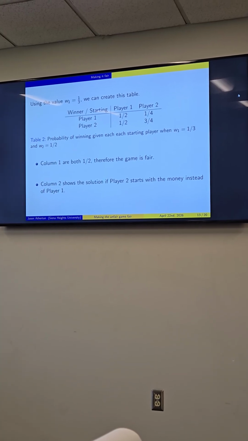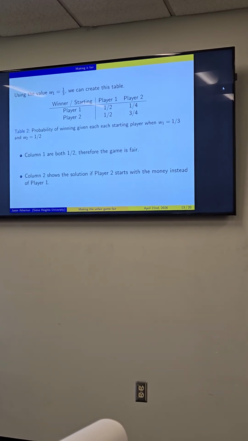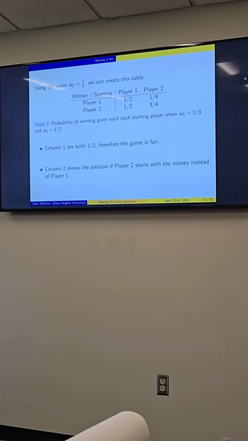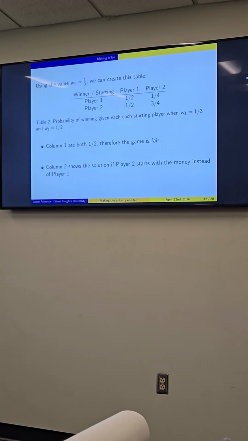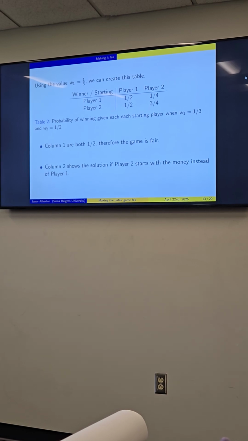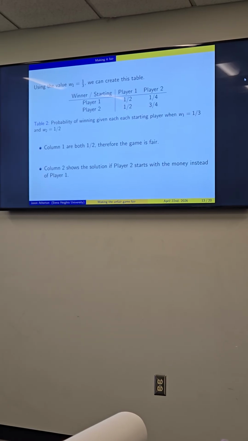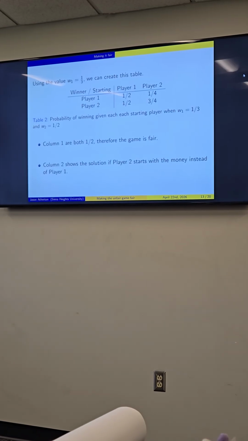So if we plug in the value of 1/3, which is in this gap, we end up with this table, where player 1 has a 1/2 chance of winning, and player 2 has a 1/2 chance of winning when player 1 starts with the money. The game's fair. It's the same value. Now, if you look at the second column, you'll notice that player 2 has a 3/4 chance of winning. And that is because we had to make it fair. We had to buff up the probability of player 1 passing and nerf down the probability of player 2 passing, which increased the winning chance for player 2 overall. So with the equations, we ended up with a 3/4 chance of winning if they had started with the money.